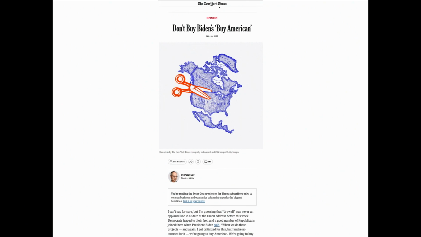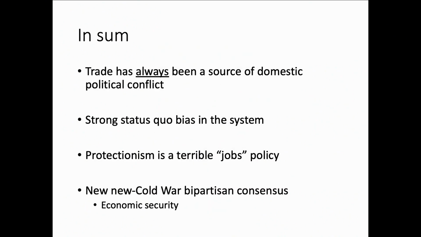And I just urge you to look at Peter Coy's piece in the New York Times a couple days ago, "Don't Buy Biden's Buy America." That provision is a subject of controversy. So where are we? If we just look back at the history, trade has always been a source of domestic political conflict. There are certain groups and industries and regions that are going to be adversely affected by imports, but there are a lot of jobs behind exports, and consumers are industries too. Consumers are industries too, not just households.